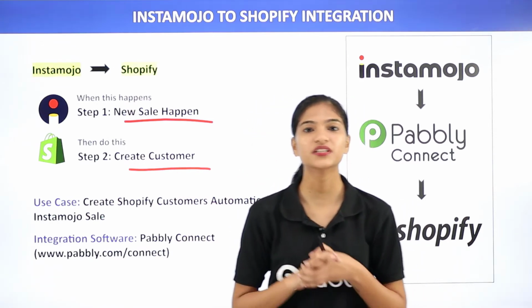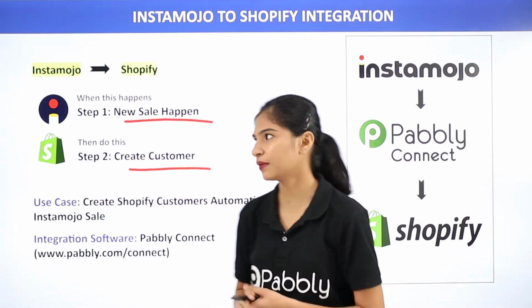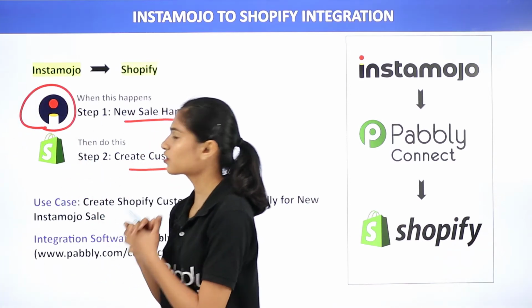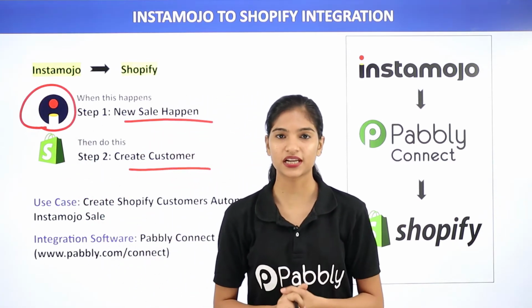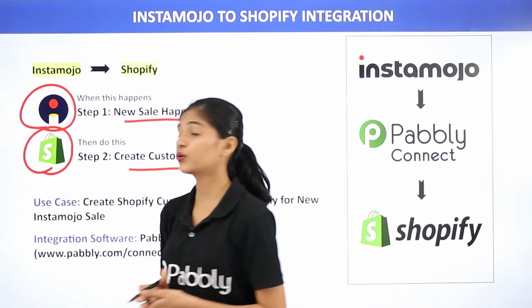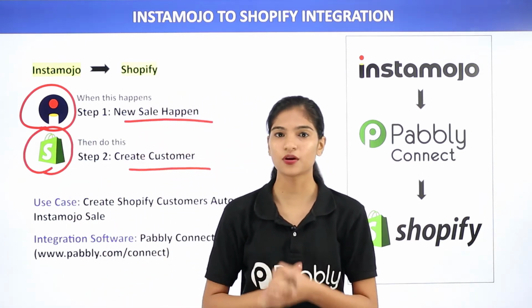First, let us know what these two software applications are all about. So InstaMojo is a payment gateway and it is also a software application where you can set up your online store. Whereas Shopify is an e-commerce platform where you can set up your online store and sell your products.